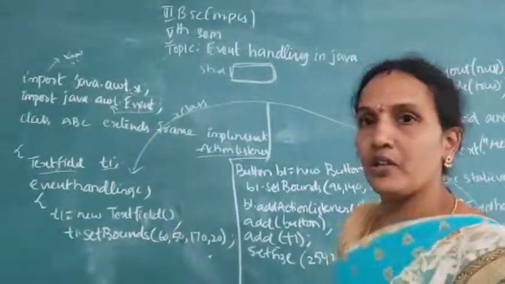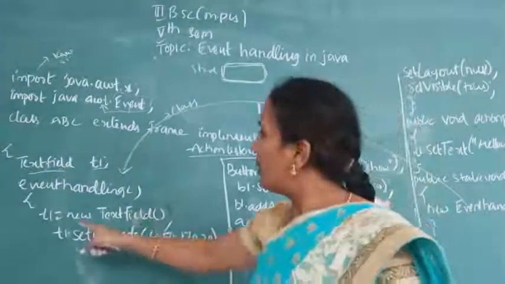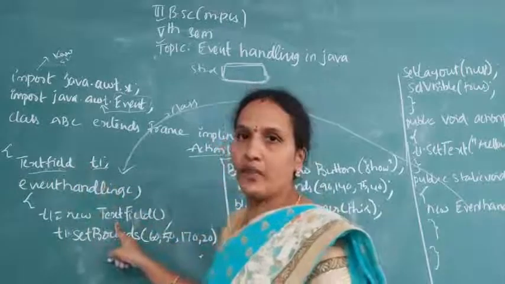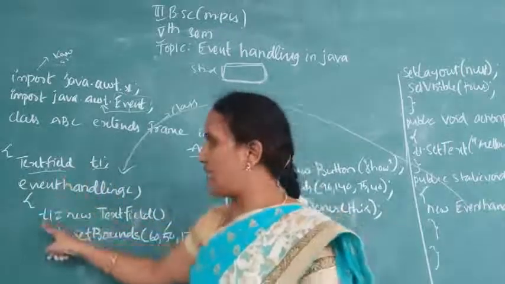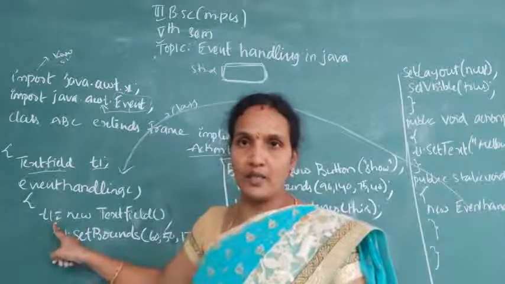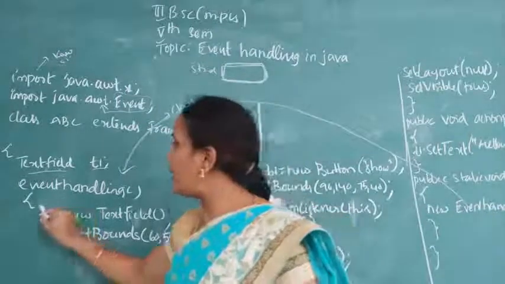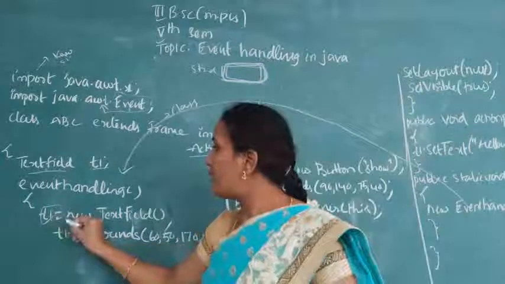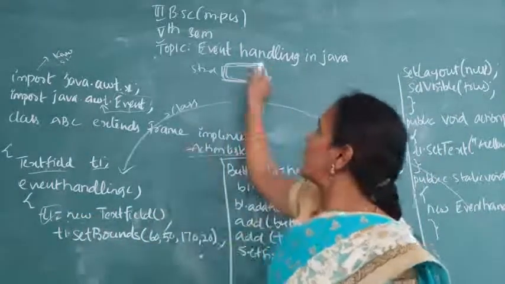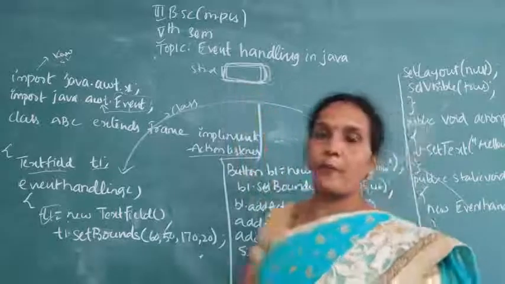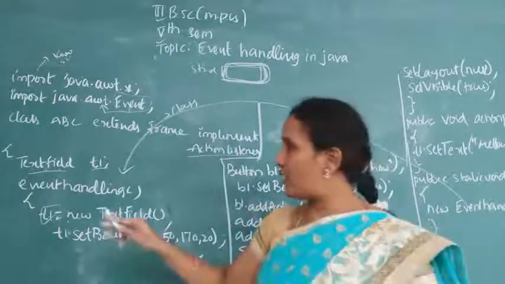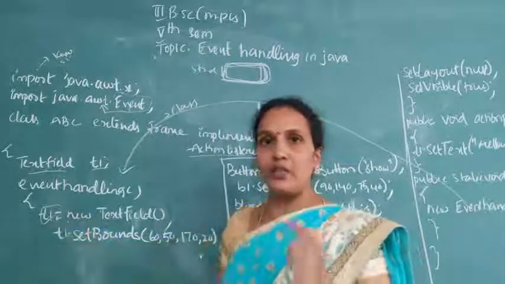In the event handling function, see T1 equals new TextField. This text field here also you can get. Okay, TextField is a class. T1 is an object. Here now T1 is nothing but this area. T1 equals new TextField. This text field is created. Understood? So in order to create a text field, first you need to create an object of that text field.